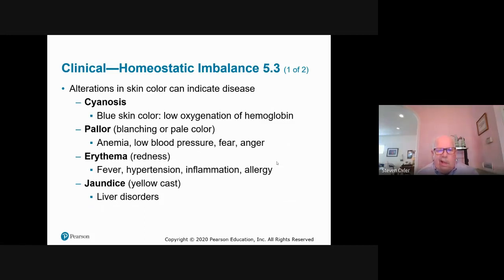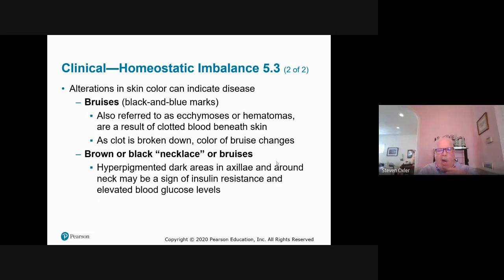Erythema is redness, and it shows up with inflammation or fever or allergies. And jaundice. Jaundice is from liver problems, and it gets a yellow cast into your skin. All of these are abnormal colors of your skin. All right. Also, you can have bruises, black and blue marks. Basically, a clot is broken down and the color of the bruises changes. And you can also have bruises around your neck, hyperpigmented areas too. Okay.